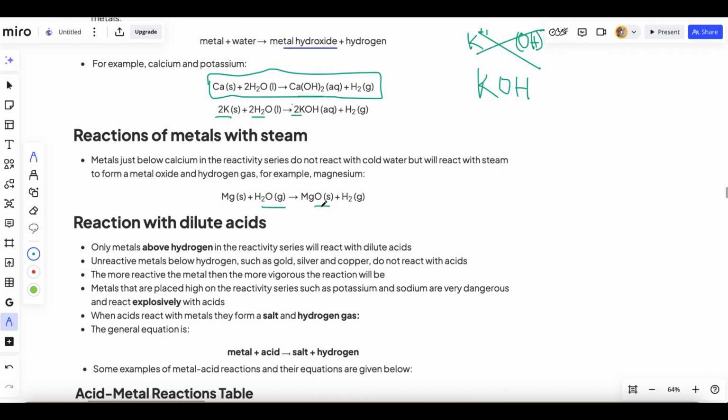Magnesium oxide is a solid. This time around, it's not aqueous. Most bases are solid. Magnesium oxide is a solid substance, plus hydrogen gas. Is that okay? If they ask us to write the half equation, we should know how to write the half equation. Is that okay? Okay, now reaction with dilute acid.